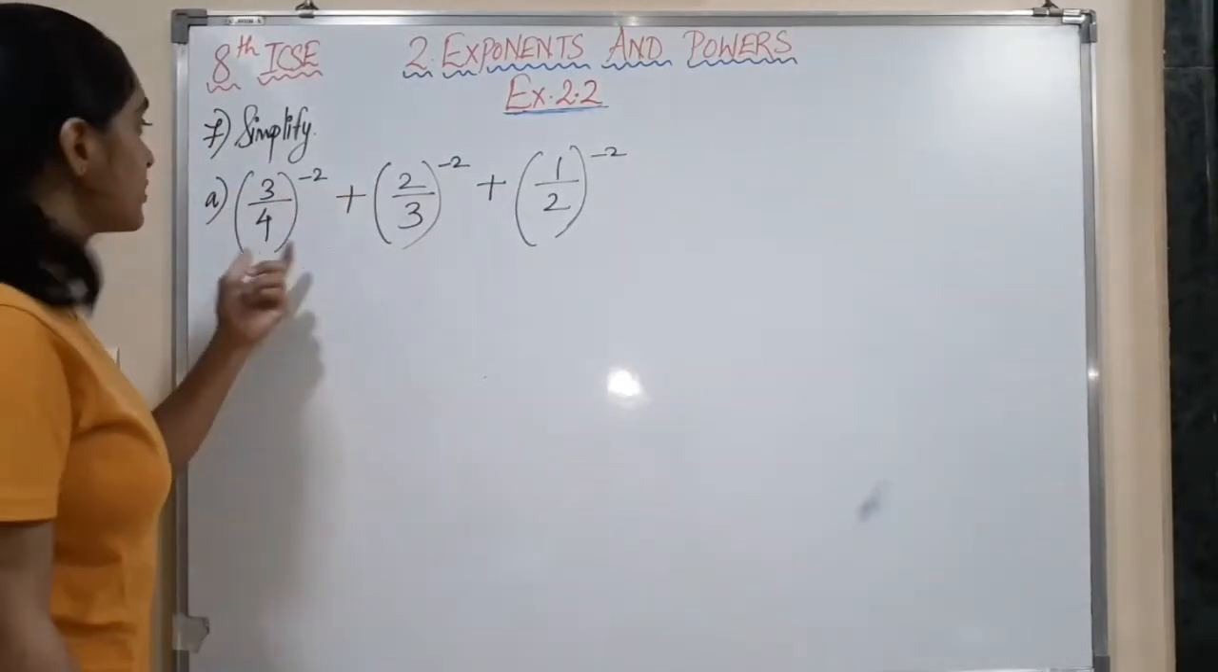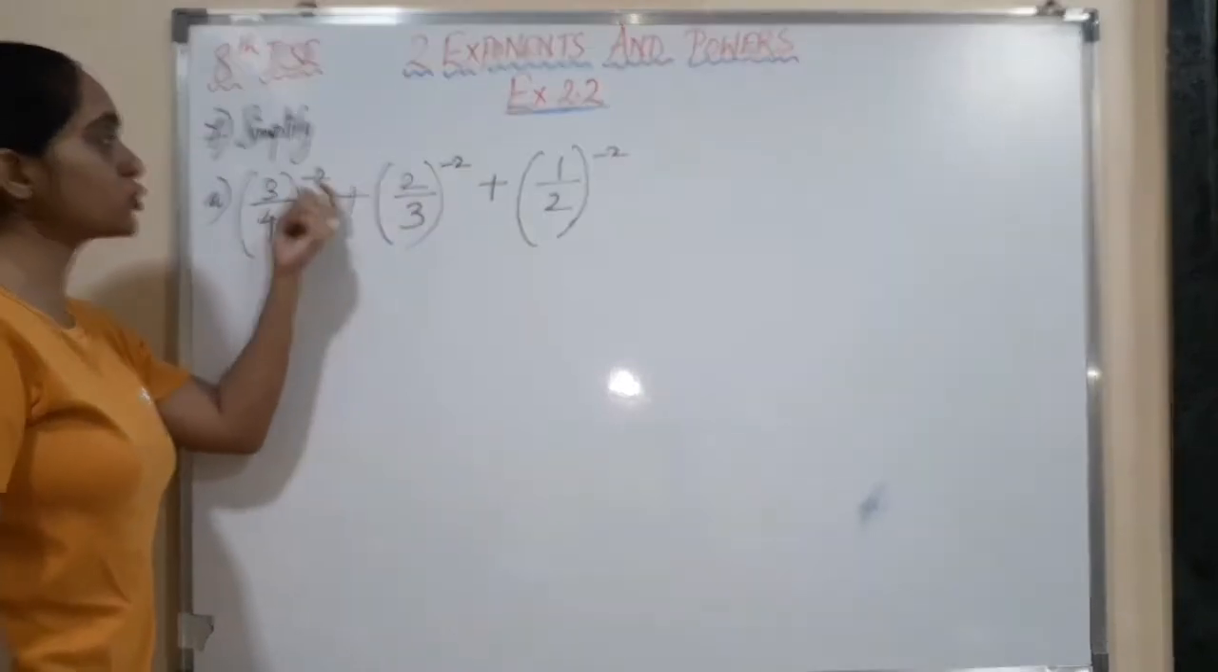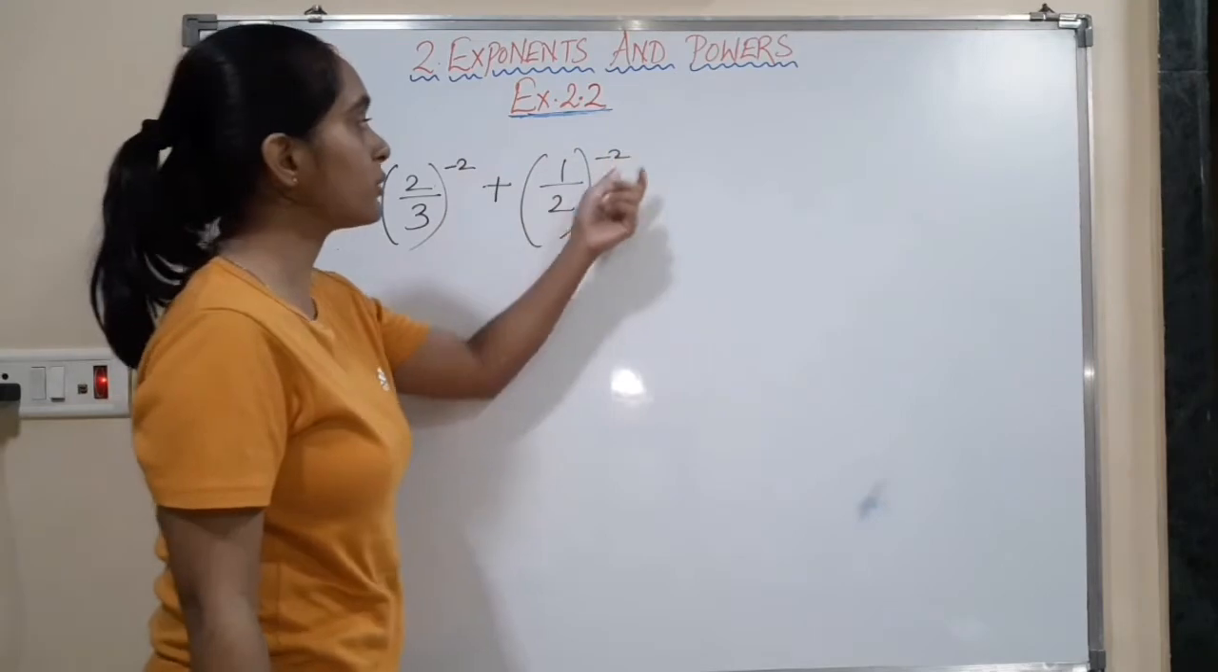Seventh question is simplify. In this the first question is 3 upon 4 raised to minus 2 plus 2 upon 3 raised to minus 2 plus 1 upon 2 raised to minus 2.